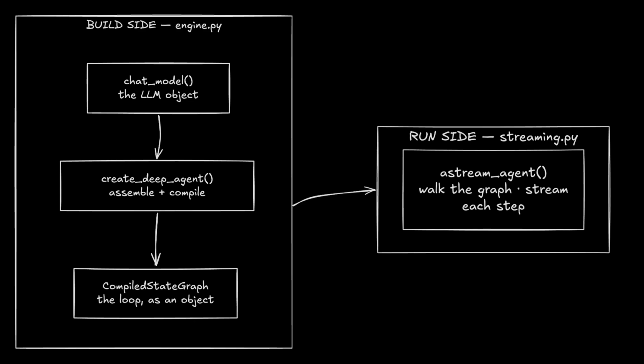Build the loop, then run the loop. 2 files, 2 responsibilities. The build side is engine.py. The run side is streaming.py. Everything today lives in one or the other. First we build, then we run.